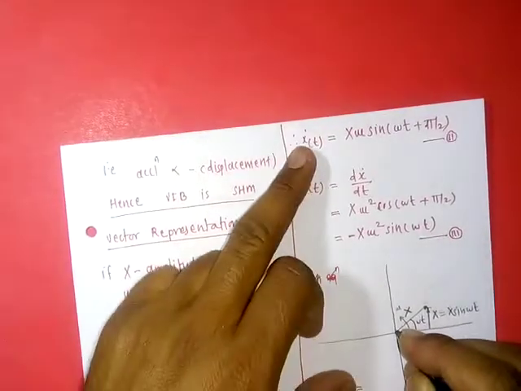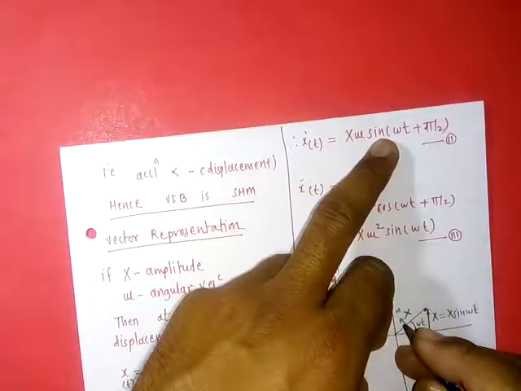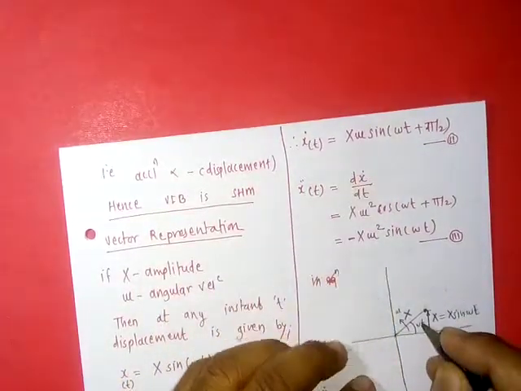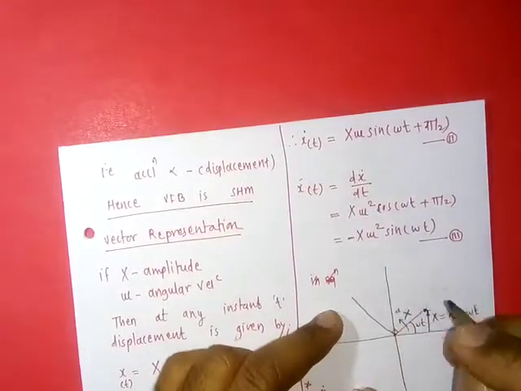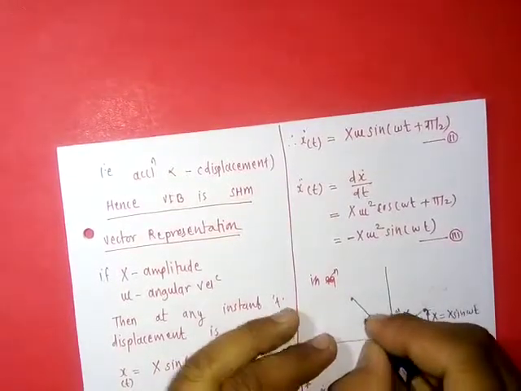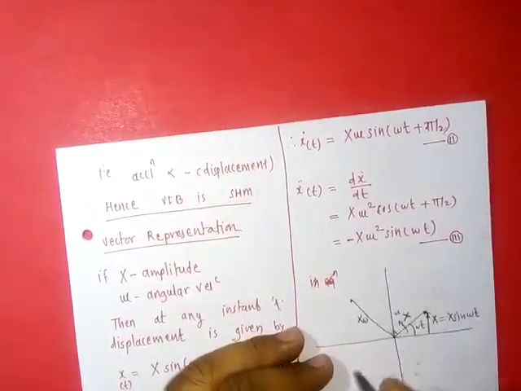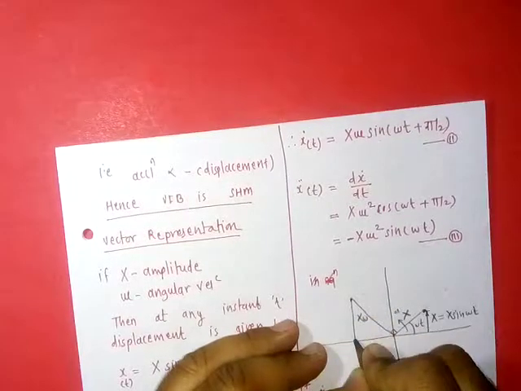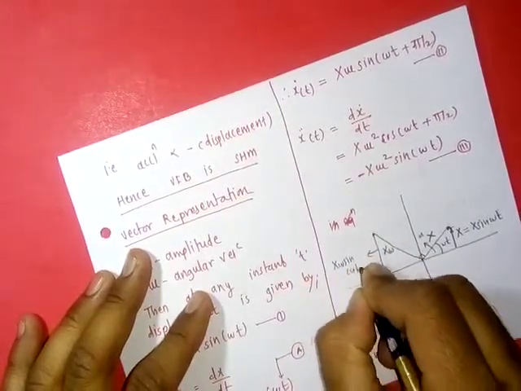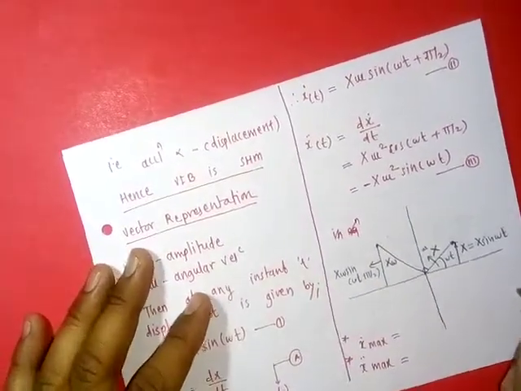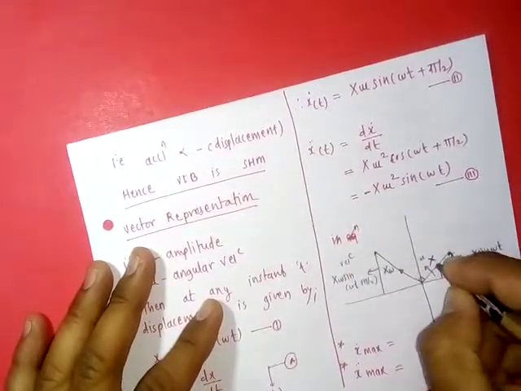Then next, the velocity vector has amplitude x omega, and the angle is omega t plus pi by 2. This angle is omega t. Add pi by 2 here, and this amplitude is capital X omega. Then sine of omega t plus pi by 2 will be this height. This height will be x omega sine of omega t plus pi by 2. It is nothing but our velocity vector, in this direction.